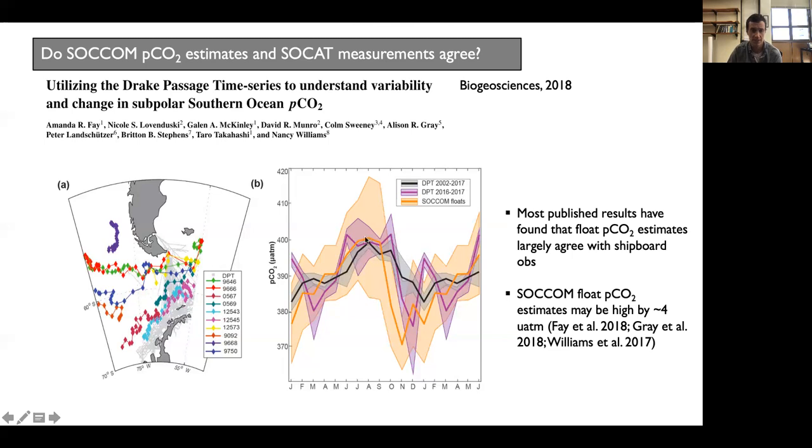And so this is a seasonal cycle shown in these colored lines here, with the floats in orange. The Drake Passage time series for a few different time periods is shown in black and purple. And to a first order, these agree quite well, albeit with a lot more uncertainty on the floats. This study agreed with some earlier work published by Nancy Williams and some later work published by Alison Gray that found that the float PCO2 estimates might be high, on the order of around 3 to 4 microatmospheres.